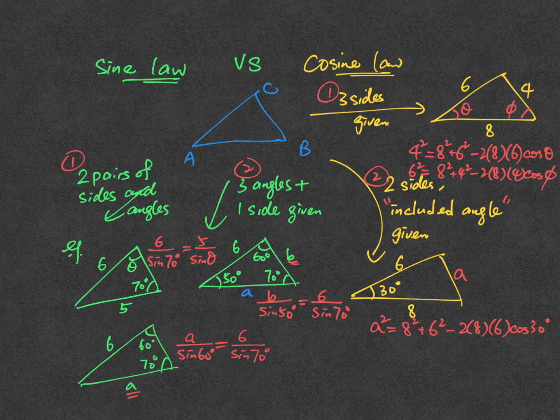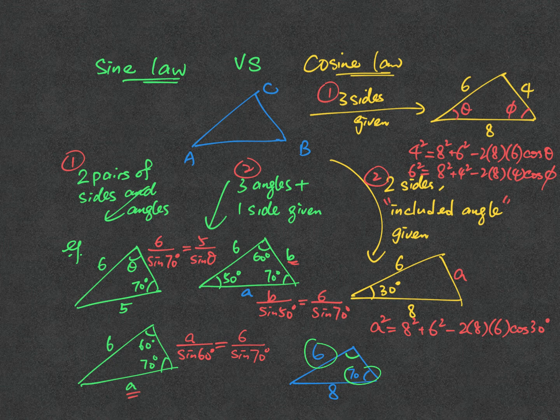And now you may ask, what if an included angle is not given? So for example, if you have 6, you have 8, and given like 70 here. In this situation, you will see that 6, okay, I should use green, 6 is facing 70. So 8 will be facing this angle, and you have to find it out.